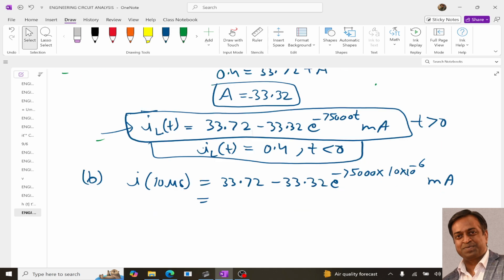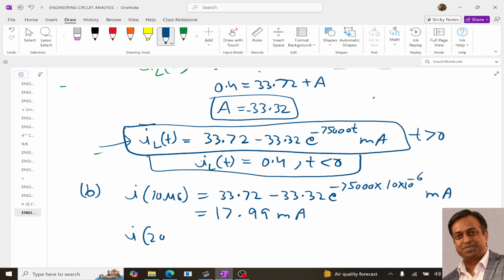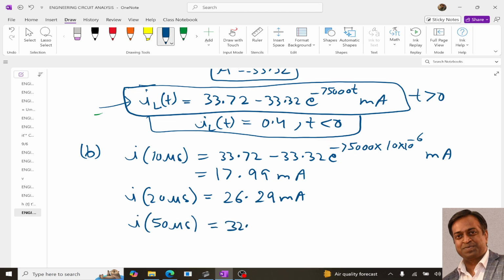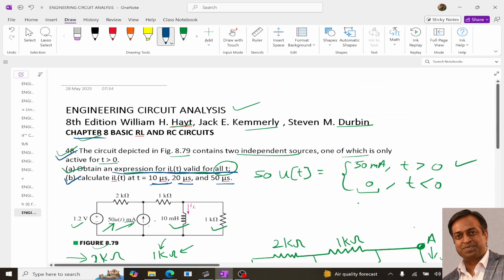The answer that you will get will be 17.99 milliampere. Similarly, if you evaluate for 20 microsecond, you will get 26.29 milliampere, and for 50 microsecond, you will get 32.95 milliampere, right? So this is the answer to the second part of the question. So this is the solution to this particular question 48 of chapter 8 of the book.